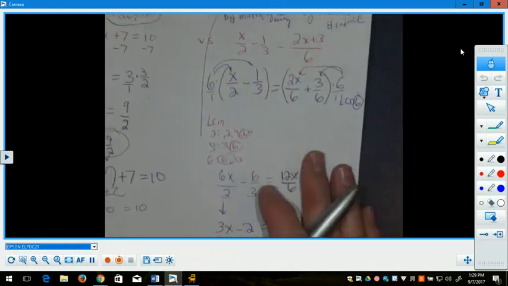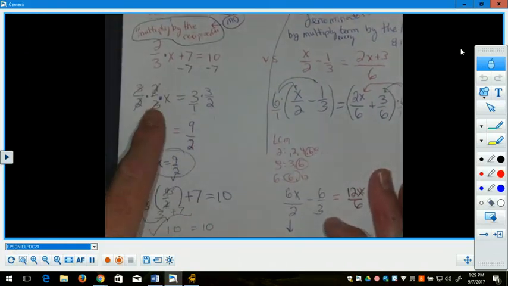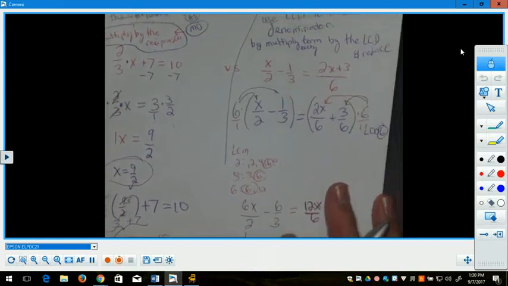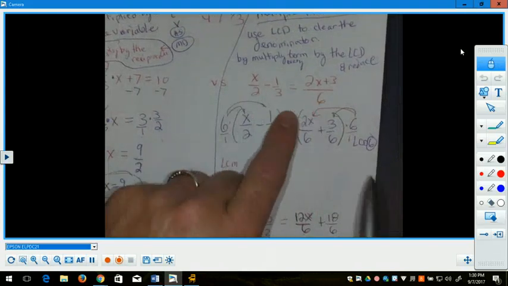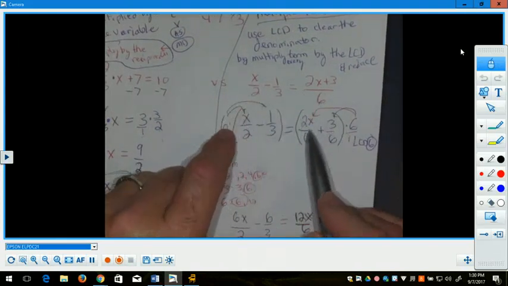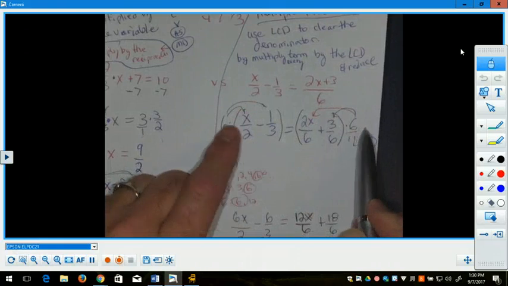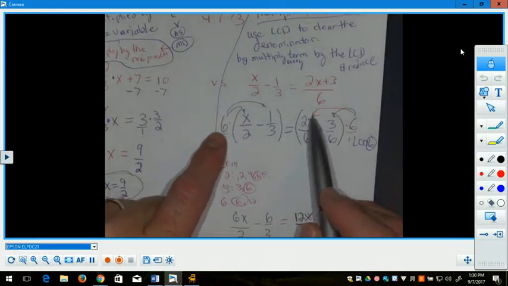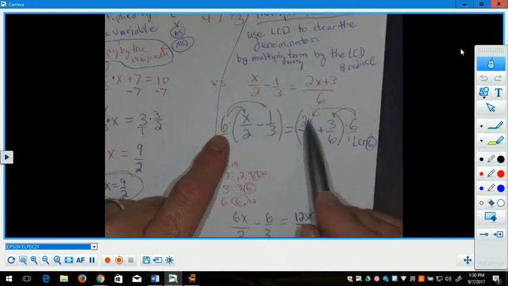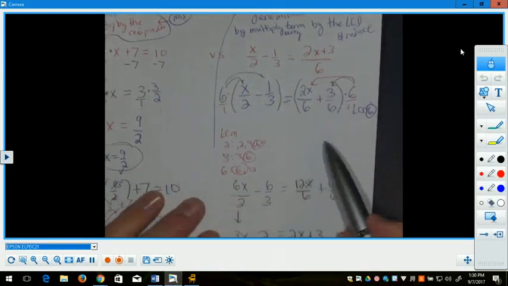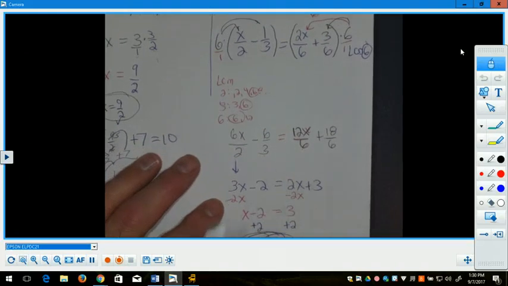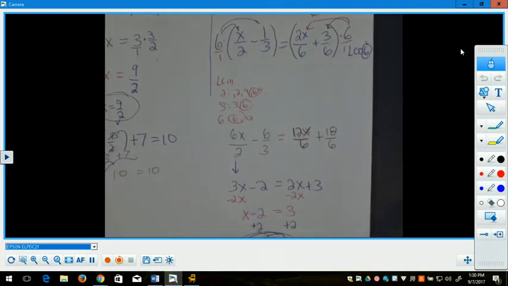So once again, if it has just the variable on x, you're going to get that part by itself and then multiply by the reciprocal. If it has multiple denominators, split it into individual fractions, find the least common denominator, and distribute that least common denominator to every term, to the numerator of every single term. Once you've done that, simplify your fractions, and you should have a much easier equation to solve.